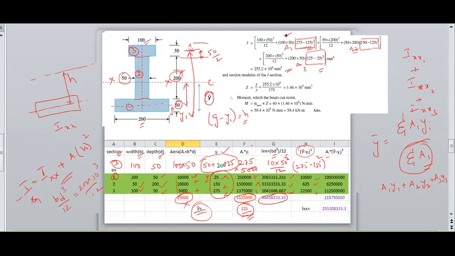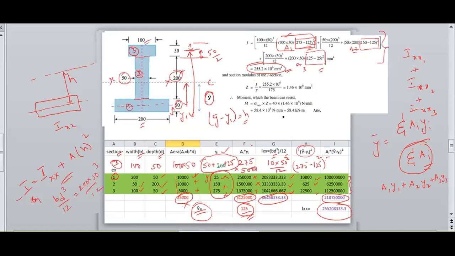Next, the parallel axis theorem terms need to be added. Therefore, adding these two, I will get the total moment of inertia. This is the value. Either I can use the formulas or I can use the table to find the moment of inertia for a compound section.